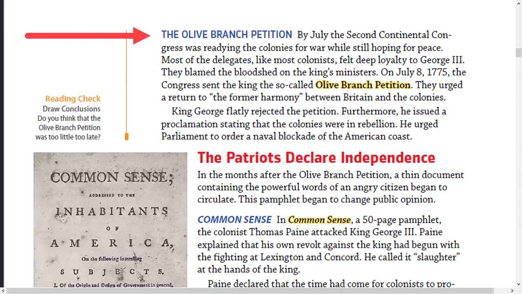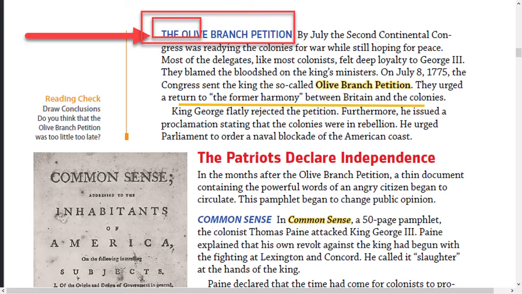There's this Olive Branch Petition, and that should actually be a heading in your notes. The Olive Branch Petition was an attempt to return to the former harmony between Britain and the colonies, showing that they still weren't ready to rebel. They were still trying to find peace with the king.